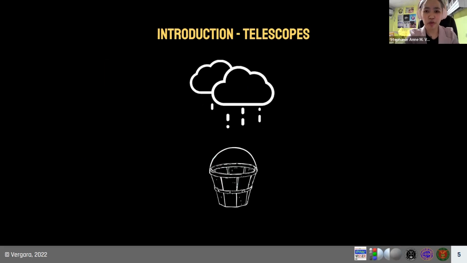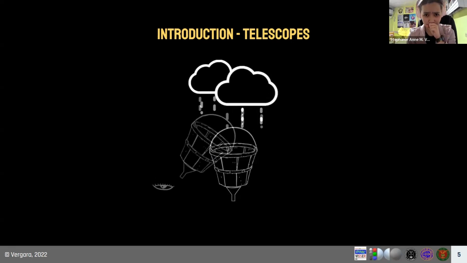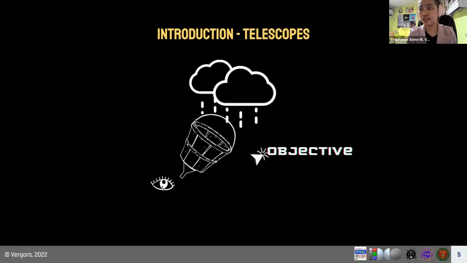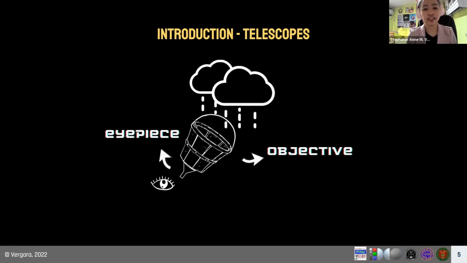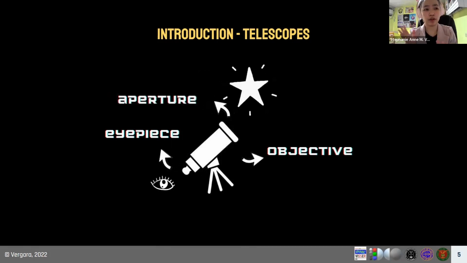A telescope works like a bucket in the rain, gathering light from the source or the object to be imaged. This bucket has a funnel at its bottom, which focuses most of the light gathered into our eyes. The bucket is called the objective, the funnel is called the eyepiece, and the bucket's opening is known to be the aperture. These are the main parts of a telescope.